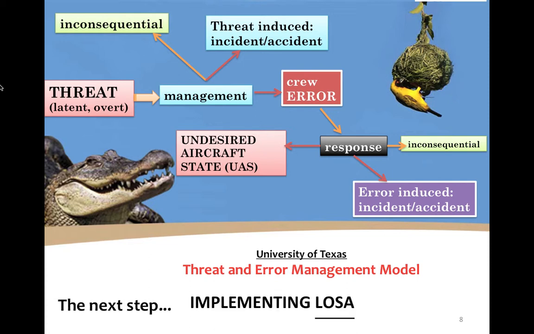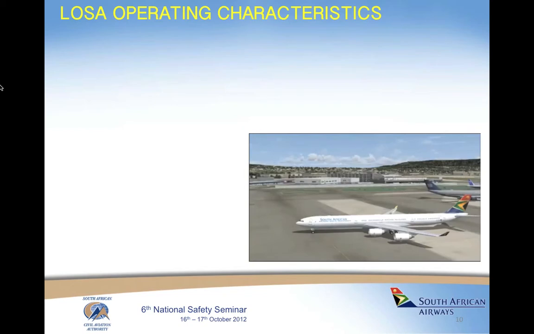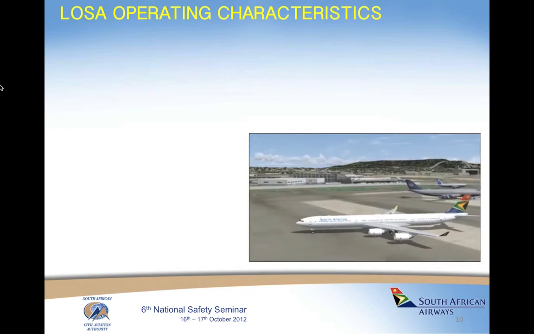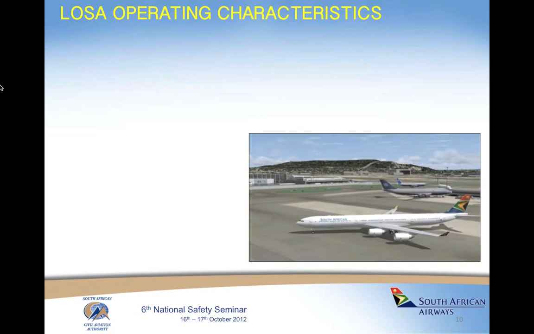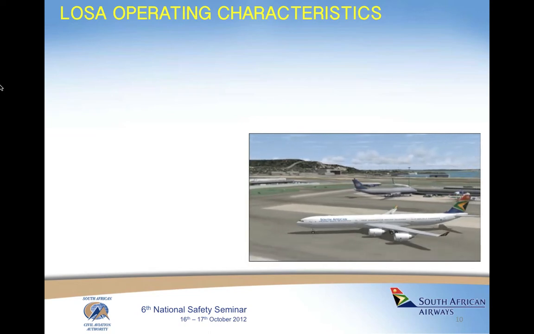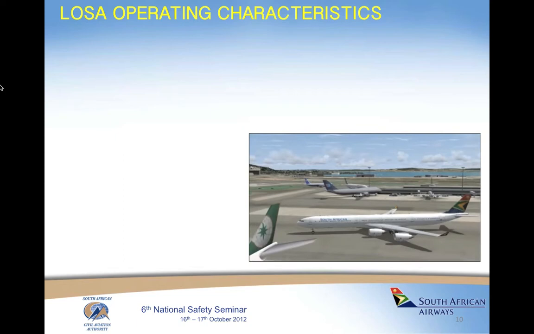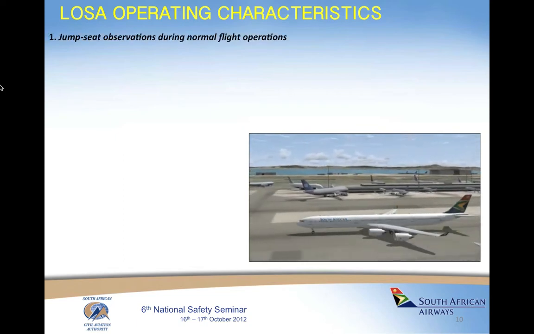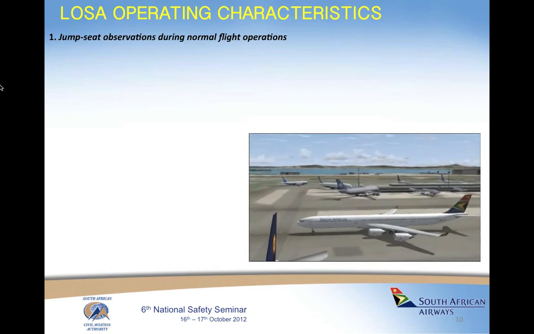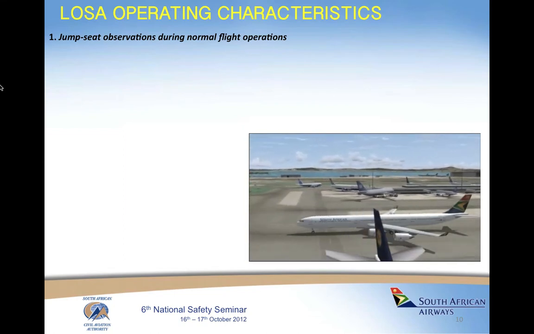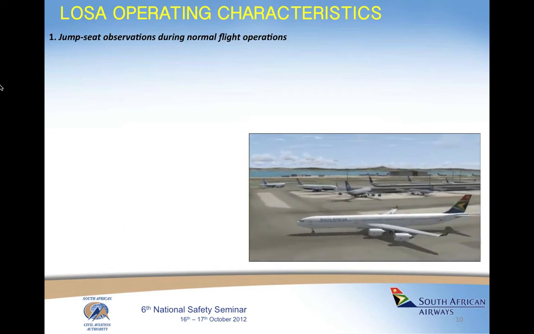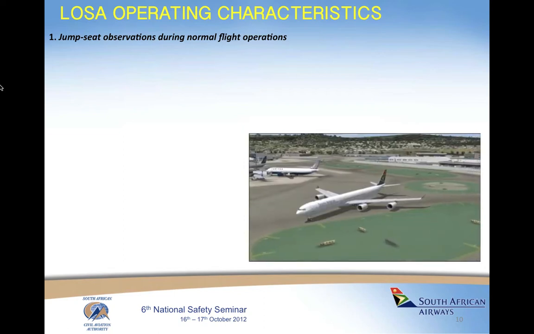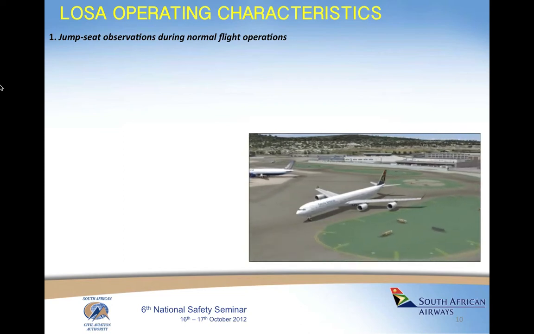So the next step, once we've understood the threat and error management model, is actually implementing the LOSA. However, LOSA is actually defined by 10 operating characteristics. If it does not have these 10 characteristics, it cannot be considered a LOSA. Jump seat observations during normal flight operations. LOSA observations are limited to regularly scheduled flights. Line checks, initial line indoctrination, or other training flights are off limits due to the extra level of stress put upon the pilots during these types of situations.